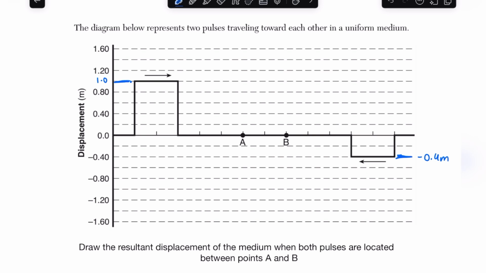Since these pulses are in opposite directions, they will cancel from each other and the resultant will look smaller. So basically just 1 plus negative 0.4 equals 0.6. So the resultant will have a displacement of 0.6 and it's going to be positive. So it's going to look something like this.